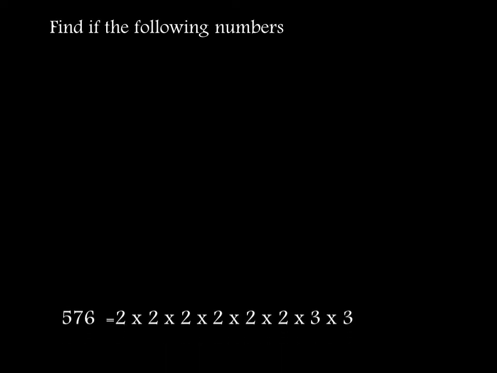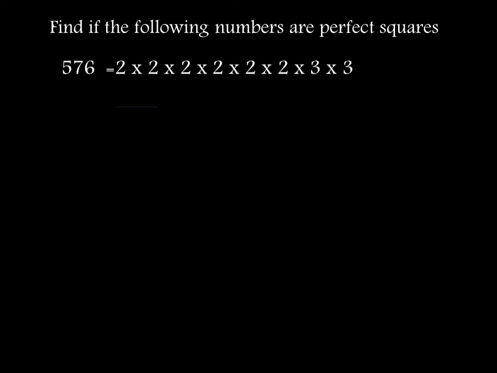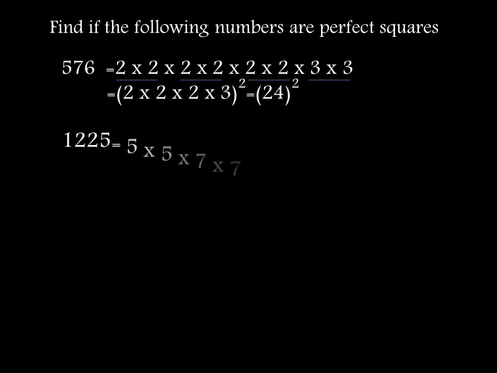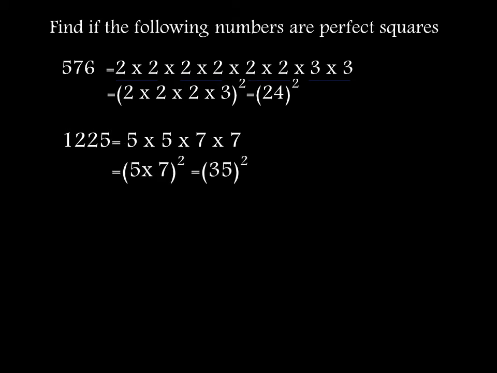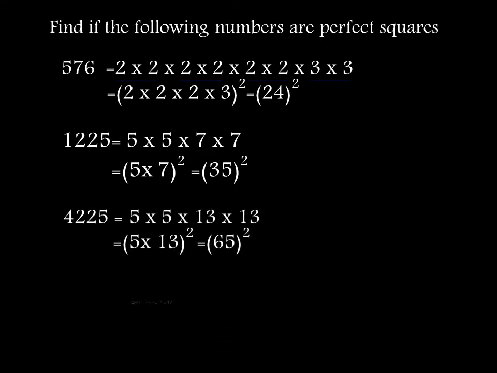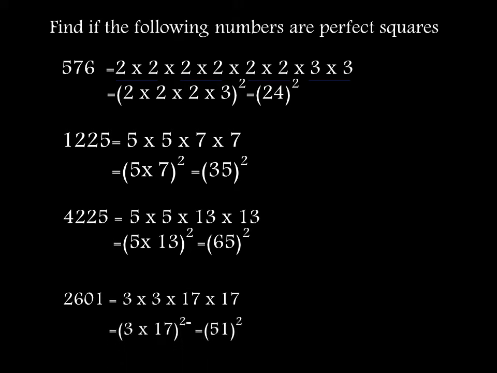Let's see some more examples. We can see that 576 can be factorized in this manner. Hence 576 is the square of 24. 1225 is the square of the number 35. 4225 is the square of the number 65. 2601 is the square of the number 51.